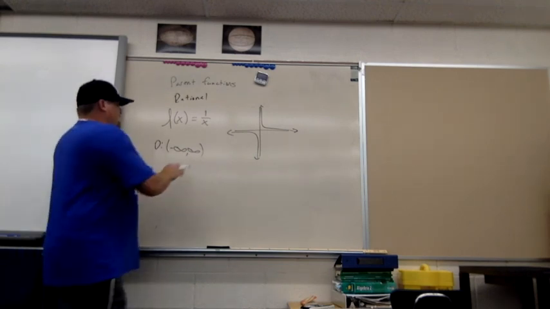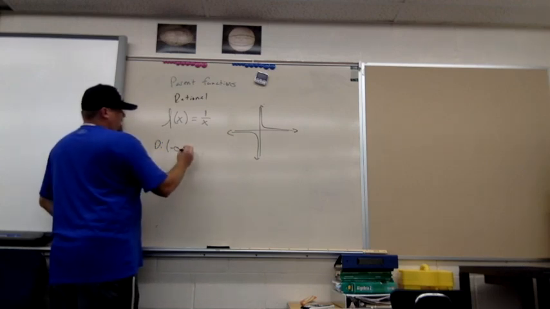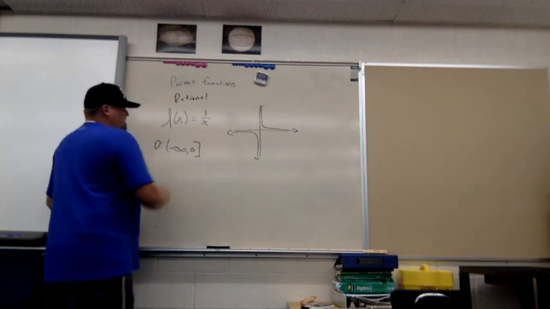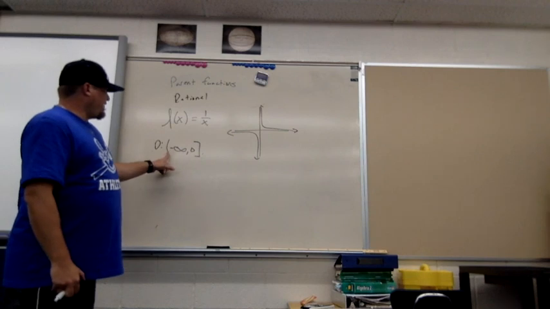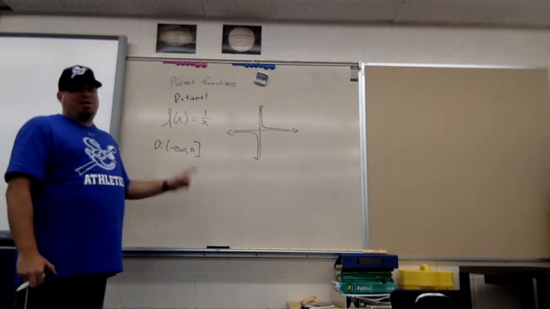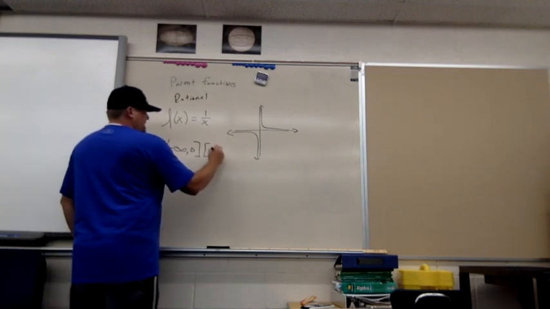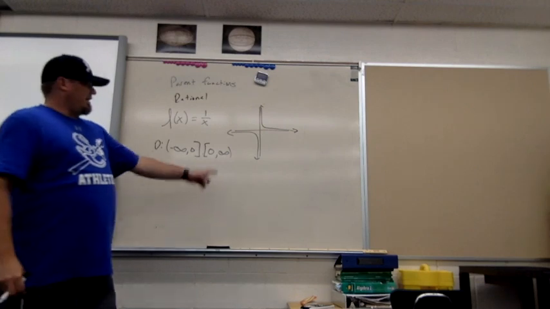Okay, so our domain goes from negative infinity to 0, and then we use a bracket saying that it does not include 0. Okay? The parentheses means we include it. The bracket means we do not. Okay? And then we do the same thing, 0 to infinity for the domain. All right? It does include infinity.